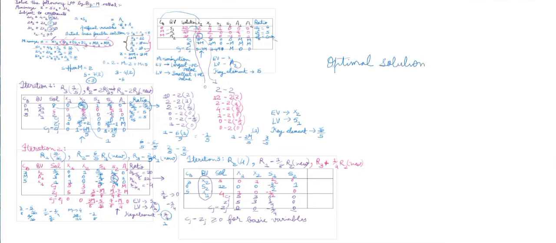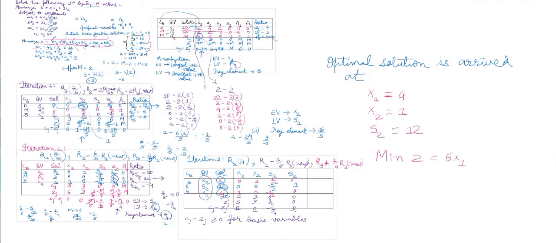So we'll write that the optimal solution is arrived at. From here we'll write the values. These are the values for x2, s2 and x1. So we'll write that over here. x1 is 4, x2 is 1 and s2 is 12. Now we'll find the minimized z, which is 5x1 plus 3x2. So it comes out to be 5 into 4 plus 3 into 1, which is 23. So this is how we can solve the linear programming problem by the Big M method.